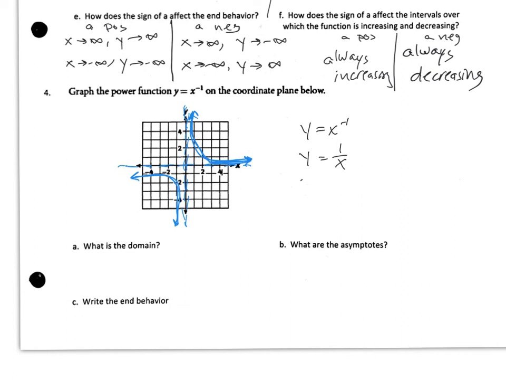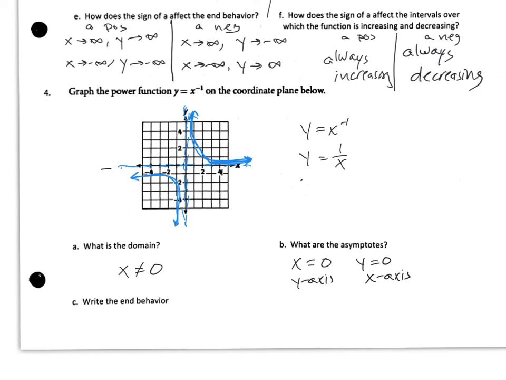Now, the domain for this is that x cannot equal 0. As you can see, as we look at this from left to right, it jumps over where x equals 0. The asymptotes are two lines at x equals 0, y equals 0. You could call this the y-axis and the x-axis if you'd rather. If you're not comfortable with writing equations, you're more than welcome to do it that way.